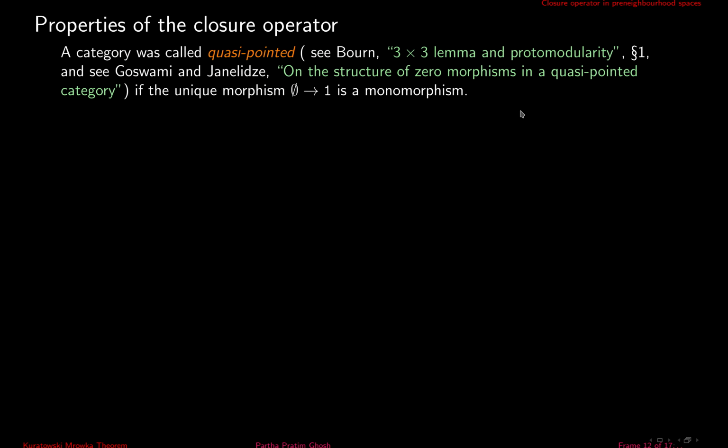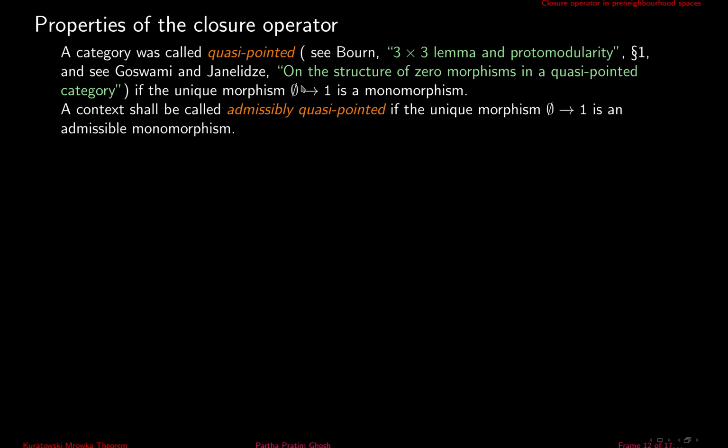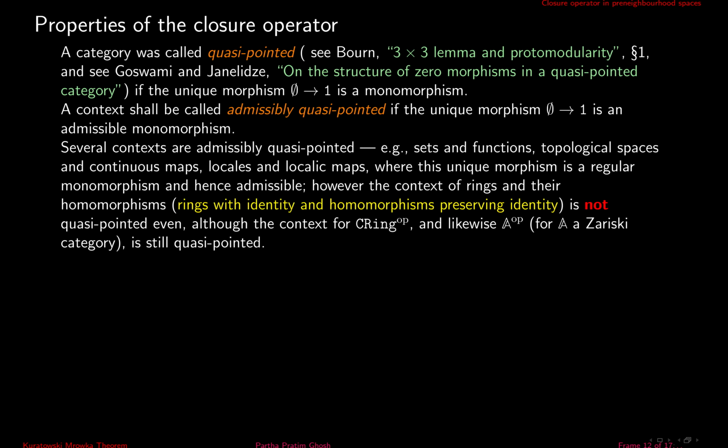Bourne, Goswami and Yanowitz on two occasions called such categories, where the unique morphism from the initial to the terminal is a monomorphism, quasi-pointed. Now we require that this unique morphism is not only a monomorphism but an admissible monomorphism, and such contexts we shall call admissibly quasi-pointed. Several contexts like sets, topological spaces, measurable spaces, locales are admissibly quasi-pointed simply because this unique map turns out to be a regular monomorphism.